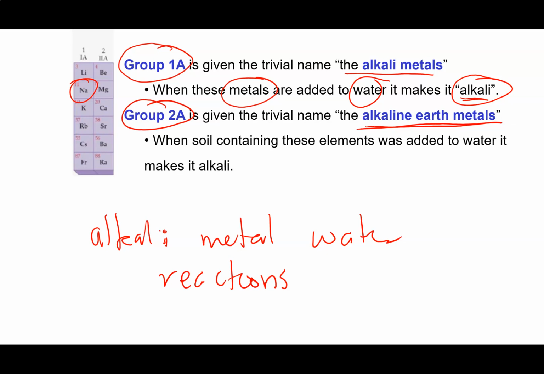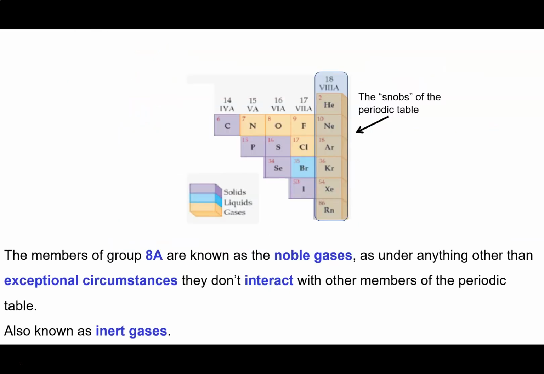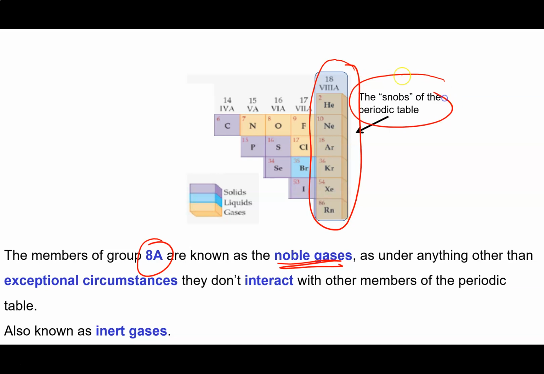So now we're going to jump on over to the two groups that are on the far right of the periodic table. So we've already mentioned these guys, and we already gave them their trivial or common name. These are the ones that are in group 8A. They're known as the noble gases, because unless we have exceptional circumstances, they don't interact with other members of the periodic table. They literally are the snobs of the periodic table, or if you want, the royalty of the periodic table. And then it's important to recognize that people will use interchangeably with that name.